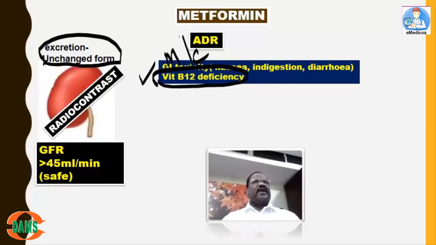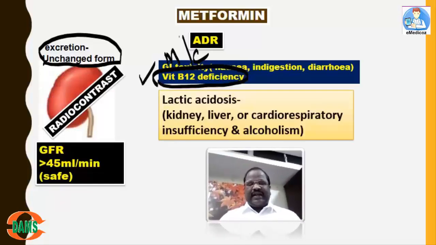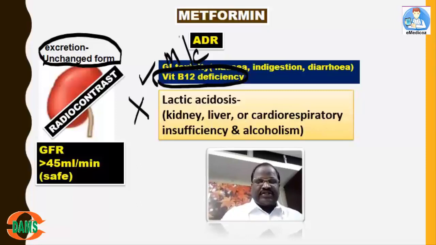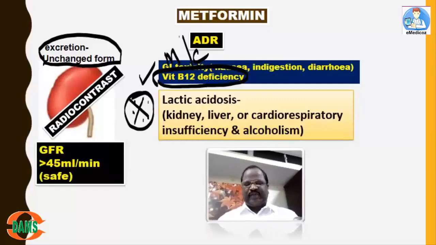Think of metformin. And finally, one more point, there are some situations that may precipitate lactic acidosis. So question, lactic acidosis, one of the rare complications of metformin. This will be precipitated in some conditions like kidney failure or liver failure or cardiorespiratory insufficiency or in a chronic alcoholic patient. This point is very important. The question is, what are all the factors which may precipitate lactic acidosis with metformin? Think of kidney failure, liver failure, cardiorespiratory failure, and chronic alcoholism. That covers metformin side effects.